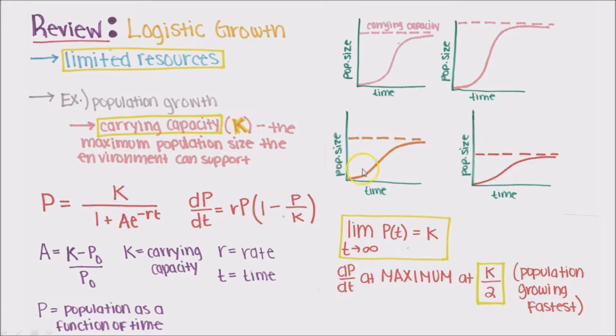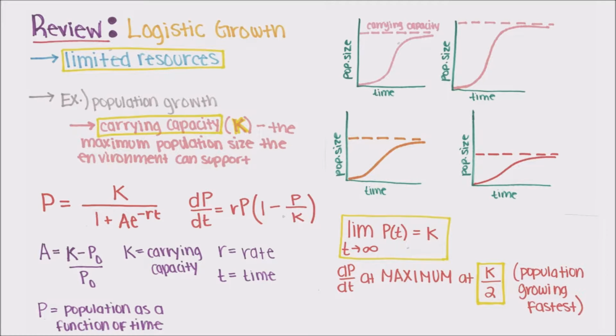So as you can see on this P of t graph, as time goes on, the population size will slowly start to flatten out near its carrying capacity. So from this, we can see that the limit as t goes to infinity of P of t is always going to be equal to the carrying capacity. And this is a good limit to have memorized for logistic growth problems.